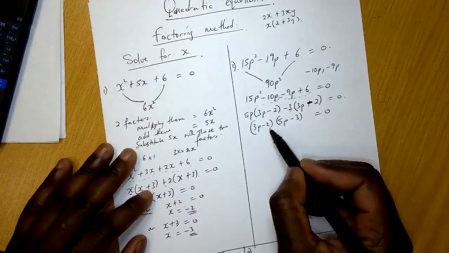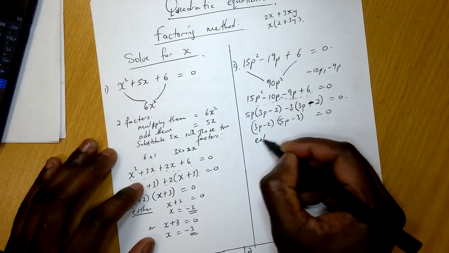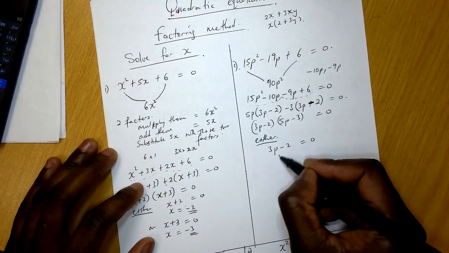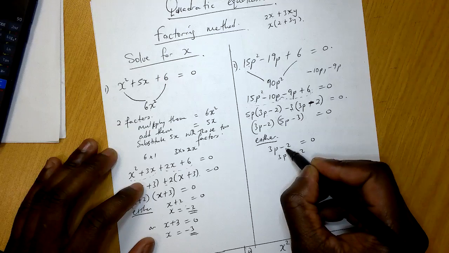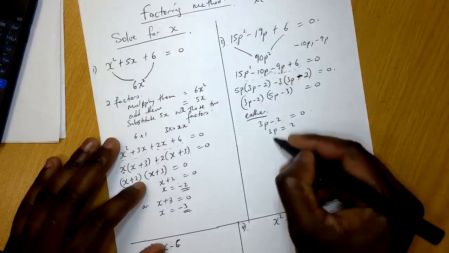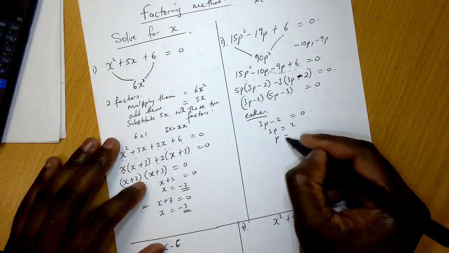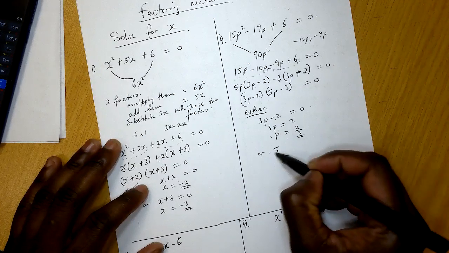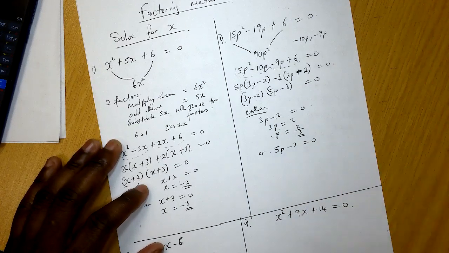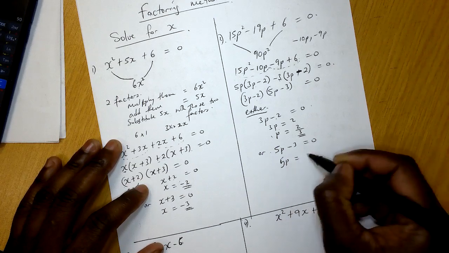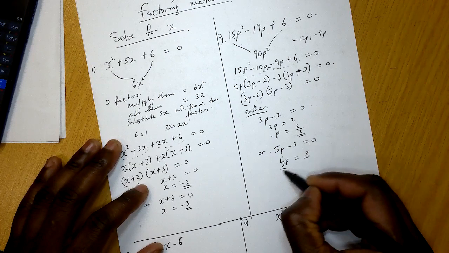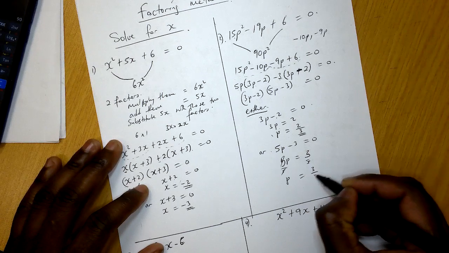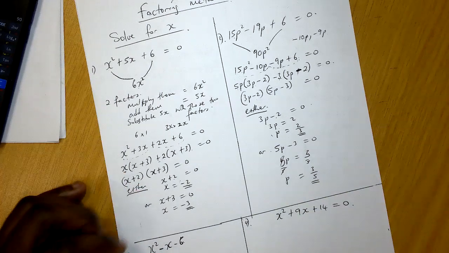Okay, now what do we have here? I'm going to say either 3p minus 2 is equal to 0, then 3p is equal to 2, because negative 2 becomes positive that side. Then we divide by 3 both sides, p is equal to 2 over 3. Or 5p minus 3 is equal to 0. Now 5p is equal to 3. Then we divide by 5, p is equal to 3 over 5. So these are the values that you get here.